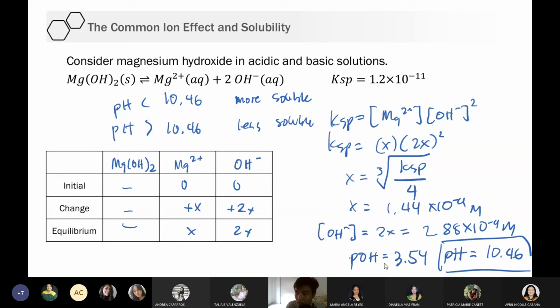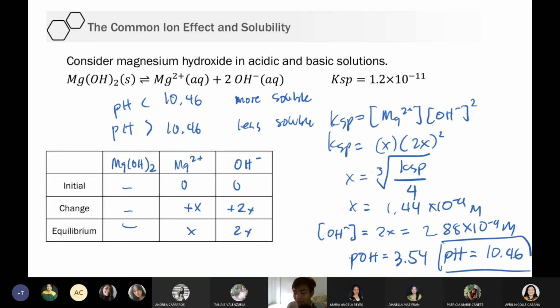If OH yon, kunin mo yung pOH, then pH. Okay, so medyo similar dito yung ginawa kong problem. Then, once you have this, any pH lower than this will make the precipitate more soluble. But any pH higher than this will make the precipitate less soluble. Okay, so yun lang yung concept doon. Bakit? Kasi may kinalaman yun sa reaction ng H sa OH. Okay? So, yun lang yung reason bakit gano'n. And that's the end of our lesson.